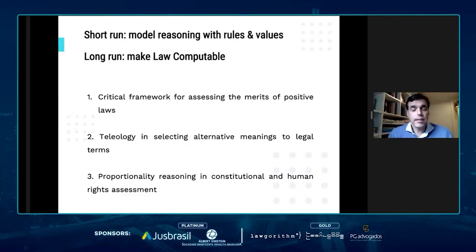Since these values are also relevant for interpretation, the long-run goal of this research is to contribute to the tenet of making the law computable, providing logical models to represent law in a computable way.